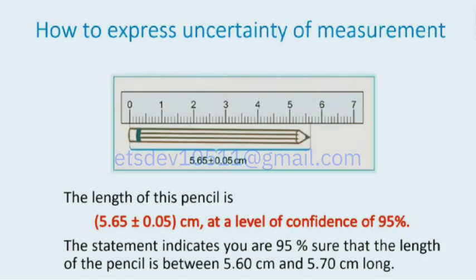For example, I am taking the measurement of this pencil, say, using the vernier calipers. When I report the results after I have taken several measurements of the same pencil, the reported value would be given as (5.65 plus or minus 0.05) centimeters. You see it is put within parentheses so that this centimeter is for both the 5.65 as well as for the 0.05. And it is given at the level of confidence at which you are reporting.